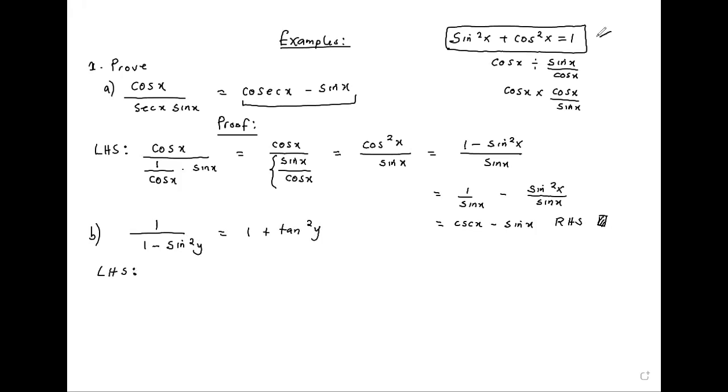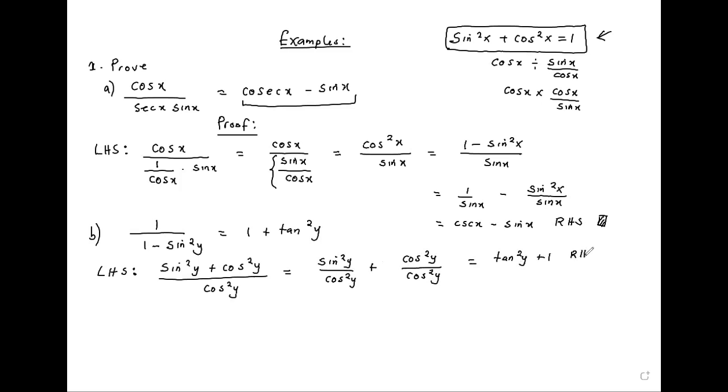From the most important identity, 1 is the same as sine squared y plus cos squared y over 1 minus sine squared y, which is the same as cos squared y. But this is the same as sine squared y over cos squared y plus cos squared y over cos squared y. But this is just tan squared y plus 1, which is our right-hand side.